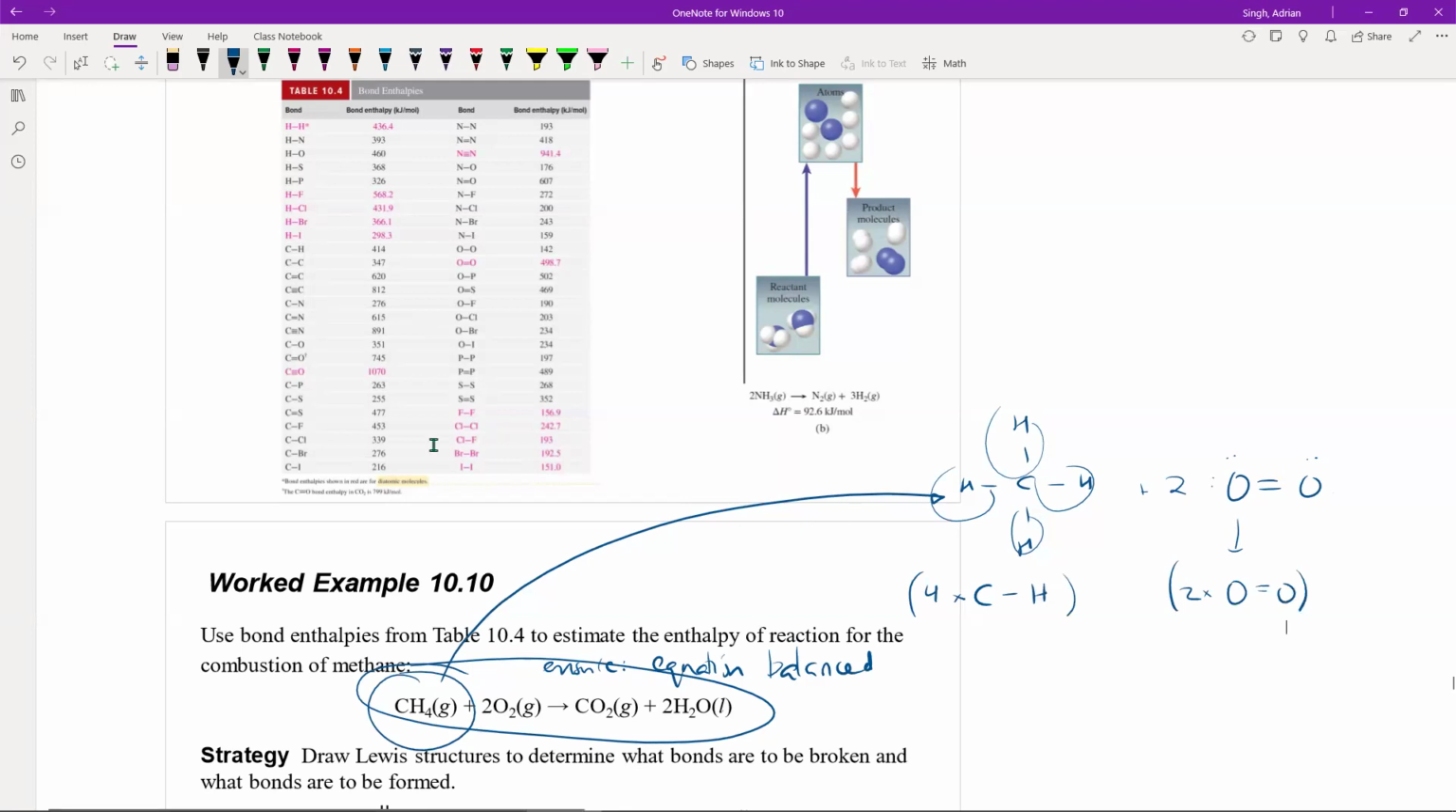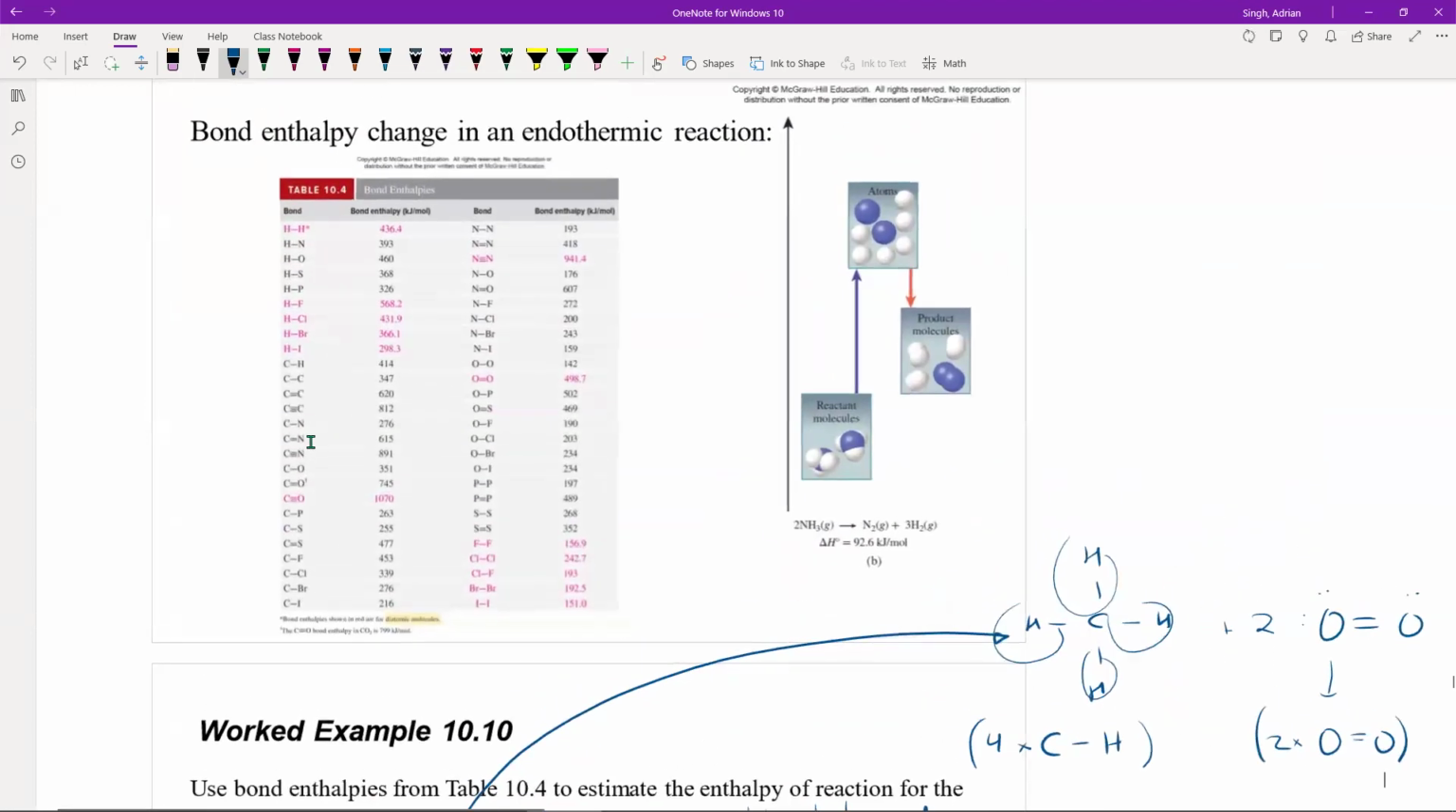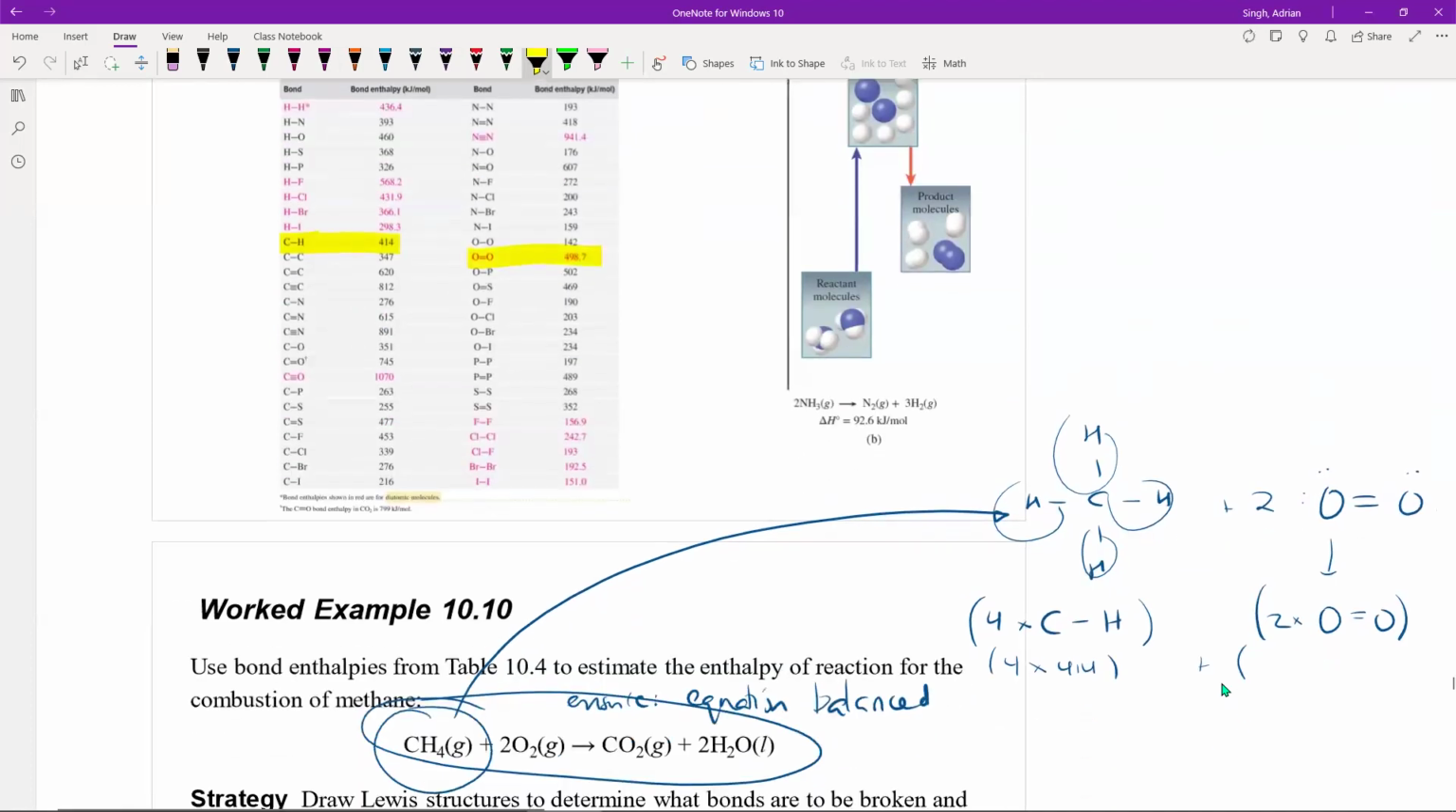Okay, and I can look these up immediately here so that we don't forget to do this down the road. My carbon to hydrogen bond, that is over here, single bond, so that's 414 kilojoules per mole. I can insert that right away: 4 times 414. And then this is where the stoichiometry of the balanced equation is going to be important. I'm breaking 2 of these oxygen double bonds, so I have 2 times 498.7.